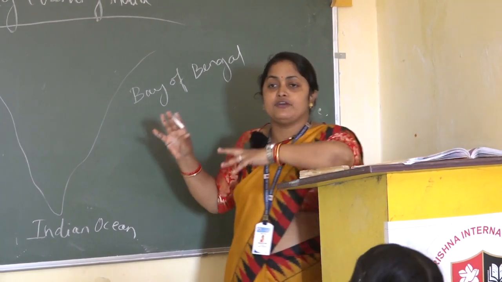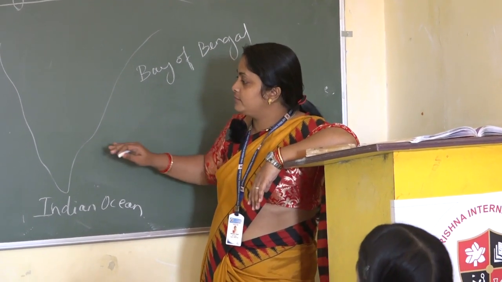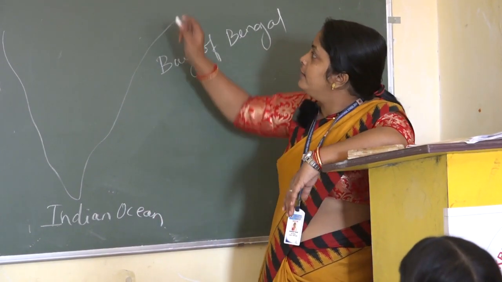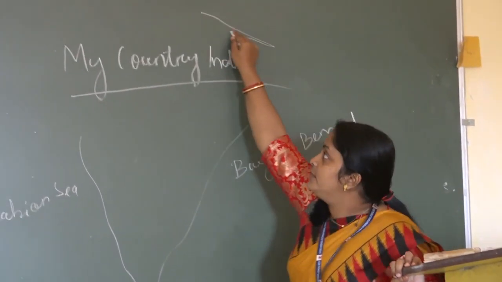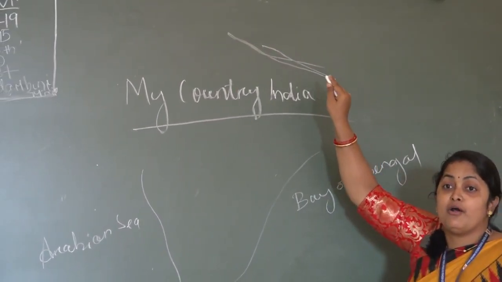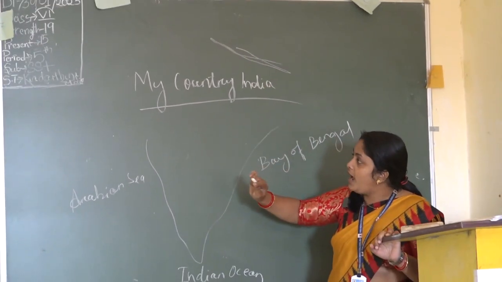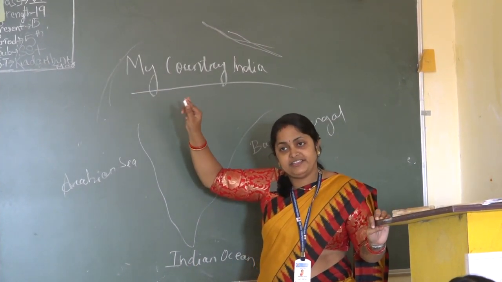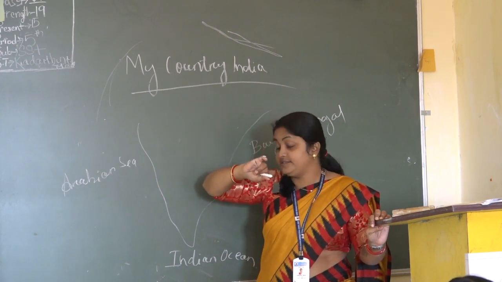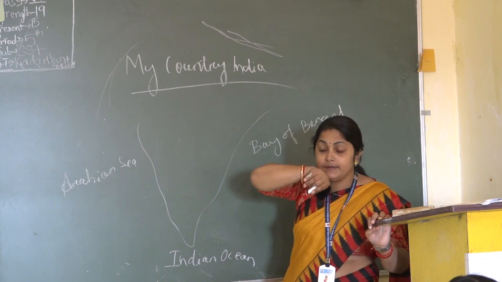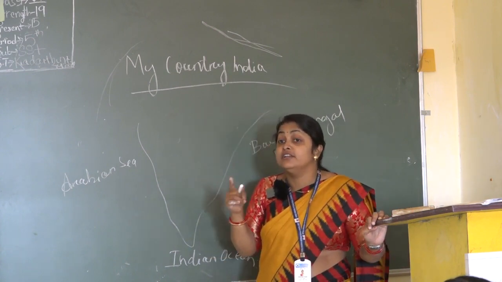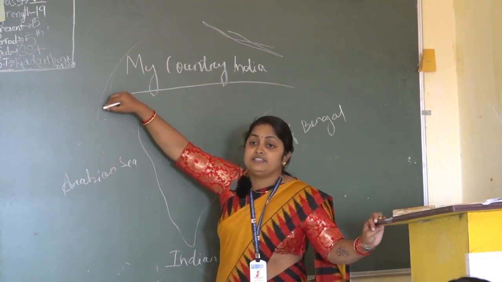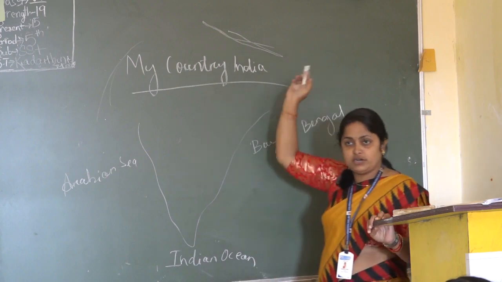So we got an image of our country that on three sides it has seas and oceans, and in the northern part there is the Himalaya mountain range. On the western side there is a desert known as the Thar desert, the seventh largest desert in the world, and there are Pakistan, Afghanistan and the other countries.